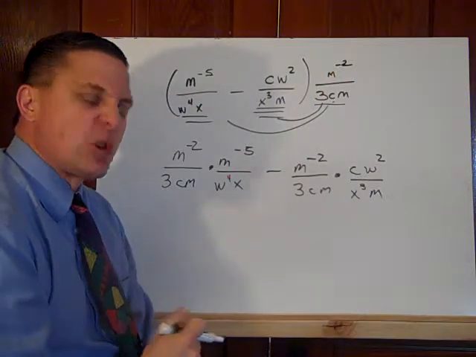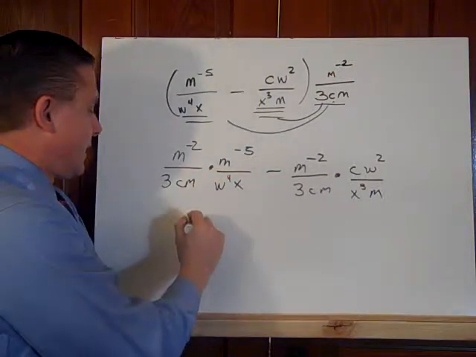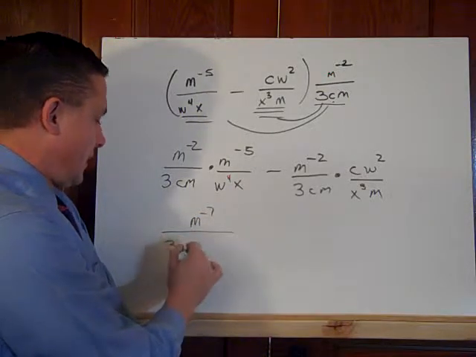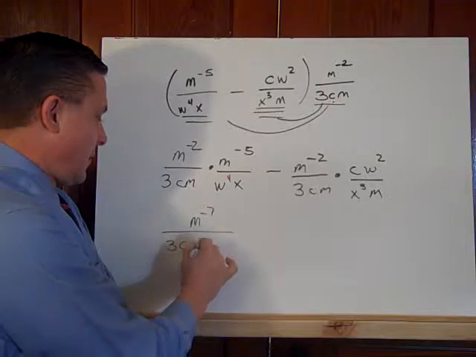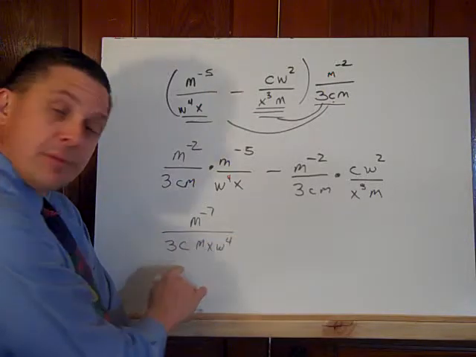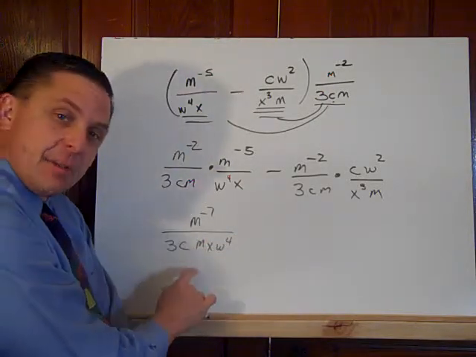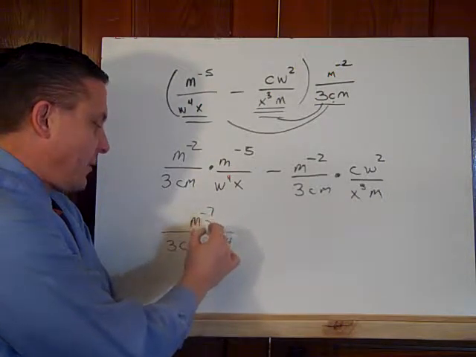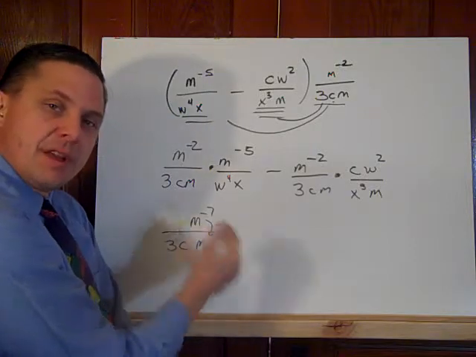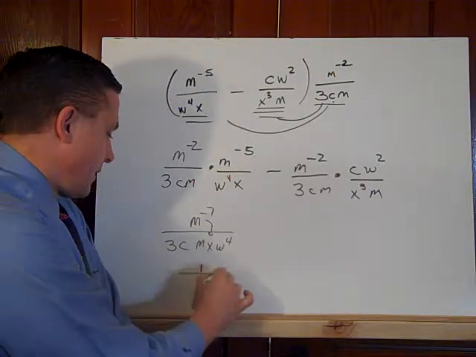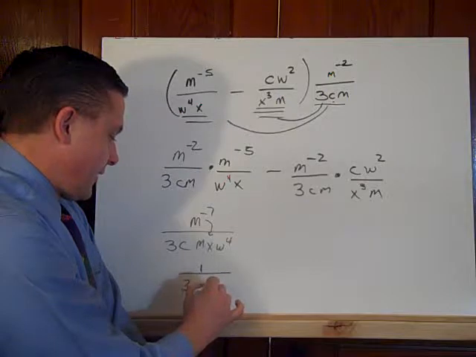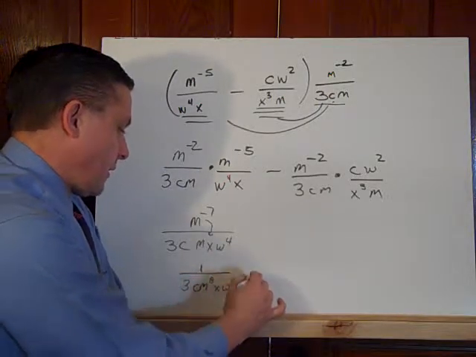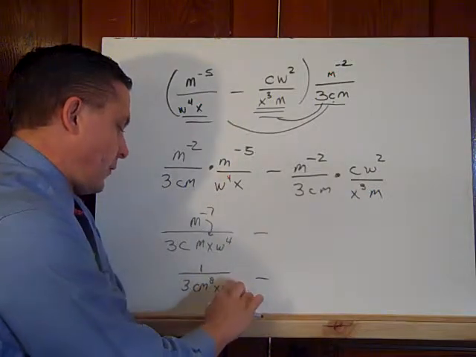Now I have to simplify each term. On the top I'm going to get m^-7 over 3c m x w^4. I'm going to have to simplify this again because there's an m on top and an m on the bottom. I'll make all the exponents positive, and I'll bring this down. It makes positive 7. m and m^7 makes m^8. So I get 1 over 3c m^8 x w^4. And now I have to figure out the rest here.